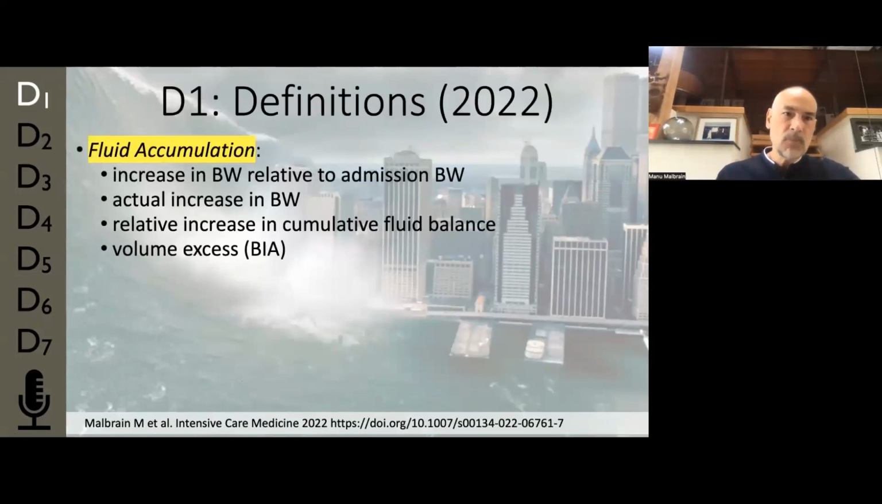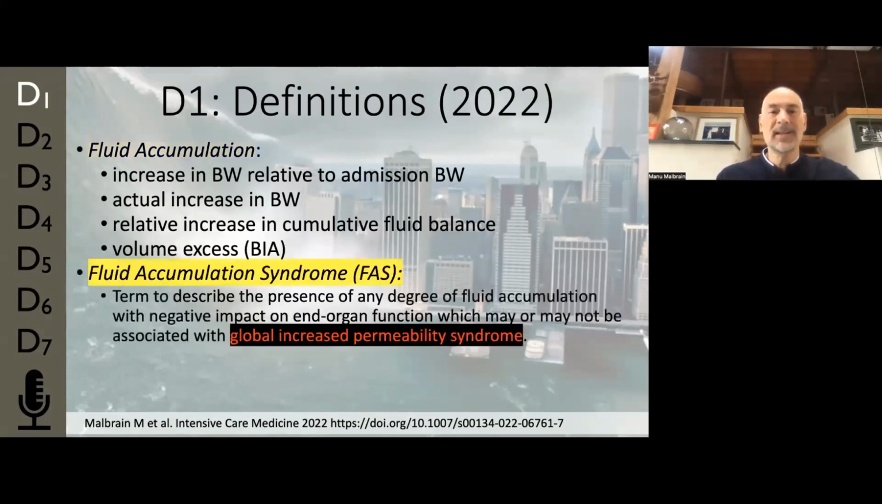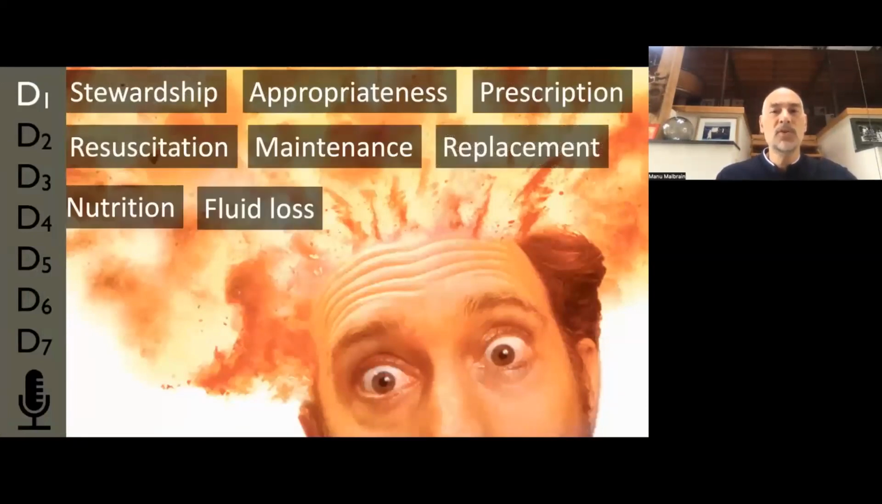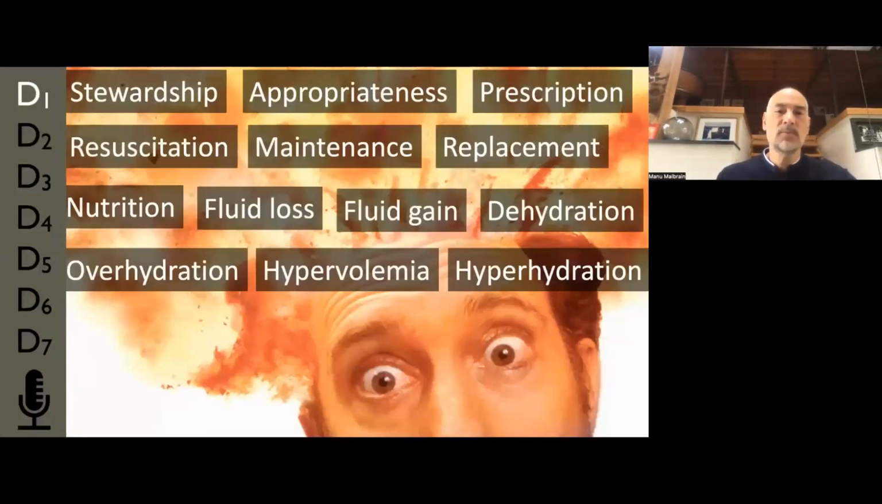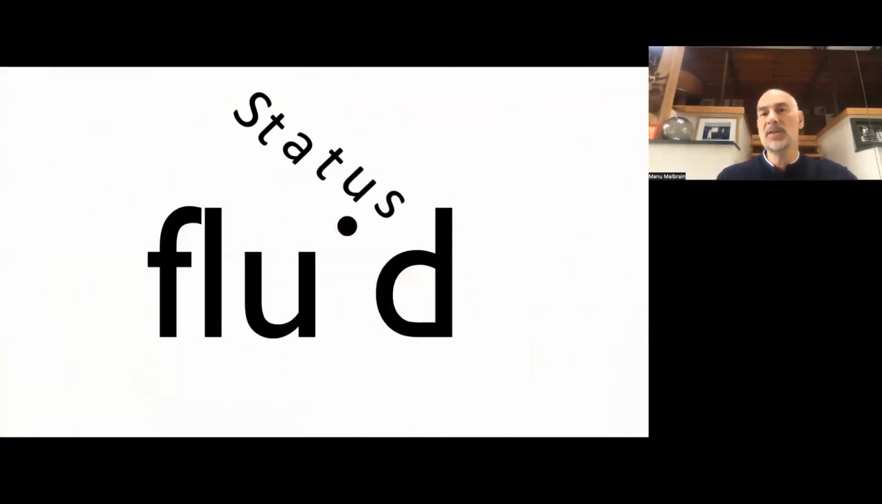So let me redefine fluid accumulation. It's an increase in percentage in body weight relative to admission body weight. It could be an actual increase or the cumulative fluid balance, all measured with bioelectrical impedance analysis. And the fluid accumulation syndrome is any degree of fluid accumulation with a negative impact on end organ function, and that may or may not be associated with capillary leak or the global increased permeability syndrome. There are many more definitions. I will not list them here, and maybe we'll discuss some during the rest of my talk.